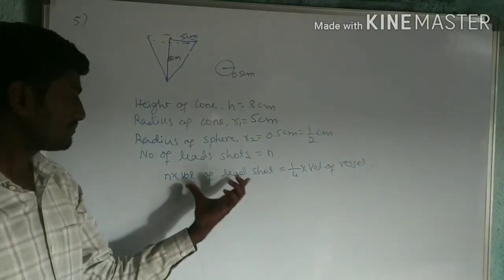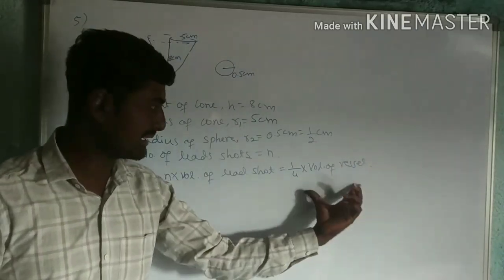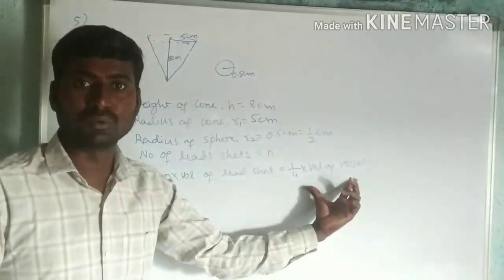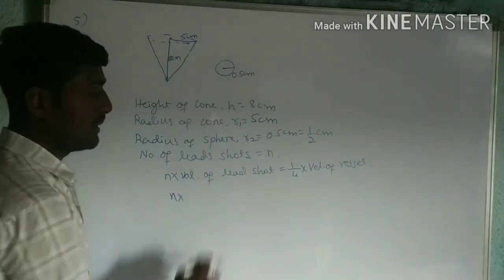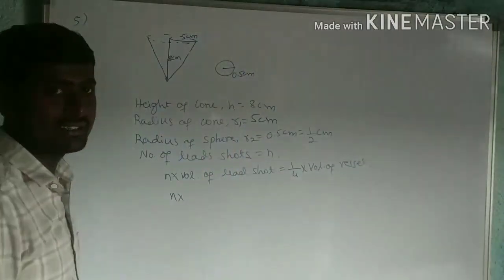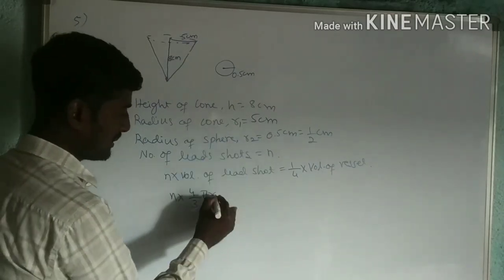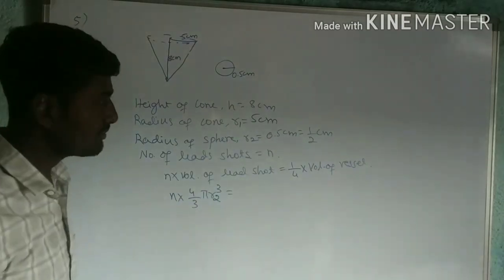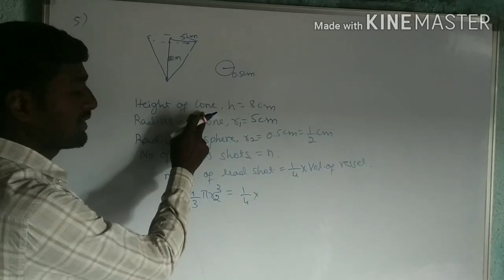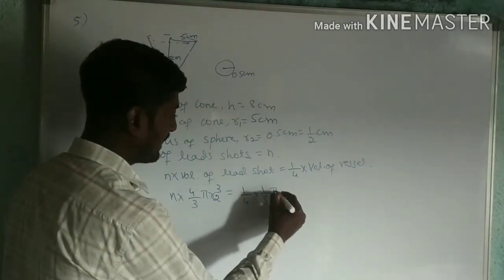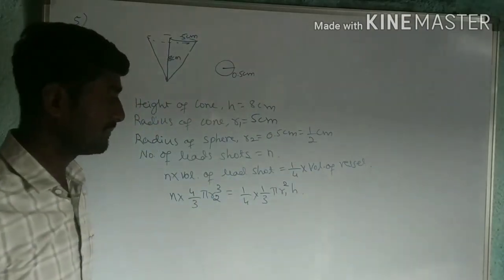So n into volume of lead shot is equal to 1/4 of volume of the vessel. They said 1/4 of the volume of the vessel, the water, will come out. The lead shot is in the shape of a sphere, so its volume is 4/3 pi r2 cube, equal to 1/4 into the volume of the vessel. The vessel was in the form of a cone, so that is 1/3 pi r1 square h.